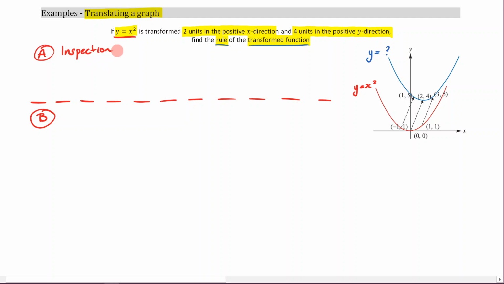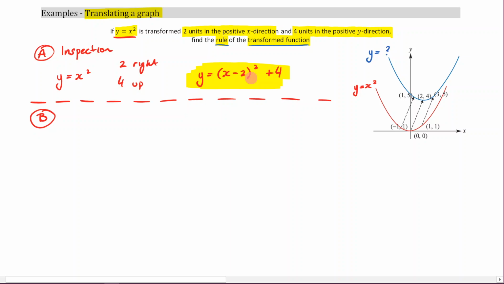And inspection really just means, hey, I'm starting with y equals x squared. I know that I'm going 2 units in the positive x direction, so that's 2 to the right. And I'm going 4 units in the positive y direction, so that's 4 up. Based on my knowledge of how these graphs work, I know that if I'm going 2 right, it's going to look like this, y equals x minus 2 squared. And if I'm going 4 up, it's going to be plus 4. And that right there is the answer. We have gotten the answer by inspection. And that's really just using the knowledge that we already have.